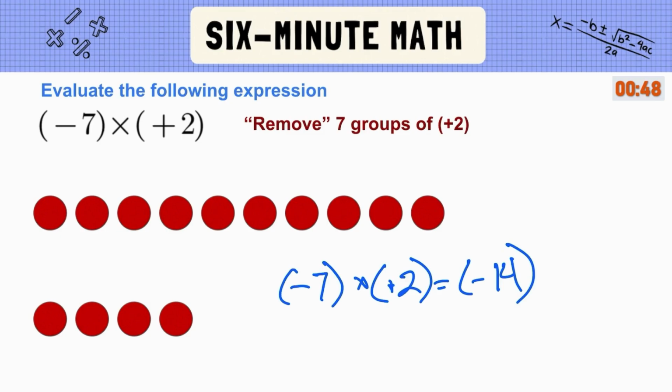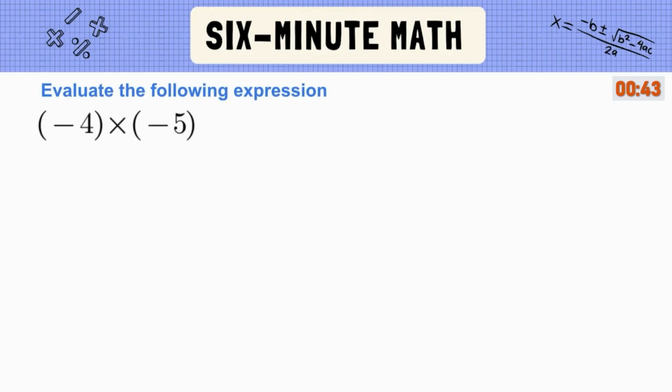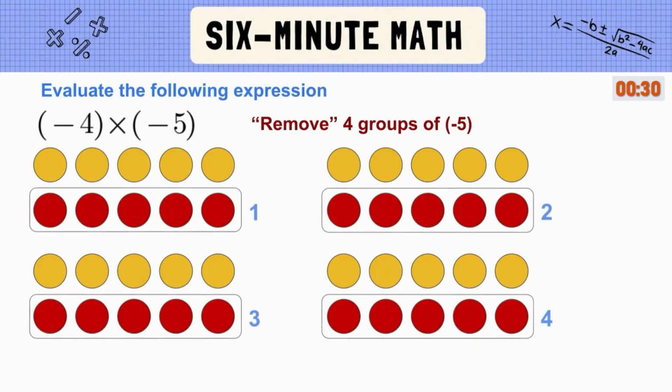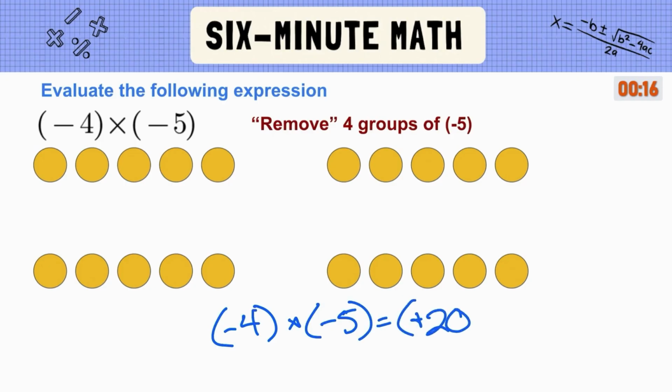On to our last example here. We're going to evaluate negative 4 times negative 5, which is the same as removing 4 groups of negative 5 chips. So let's have our 0 pairs. Let's group our negative chips into 4 groups of 5, and let's remove them from my picture, resulting in negative 4 times negative 5 is positive 20 chips.